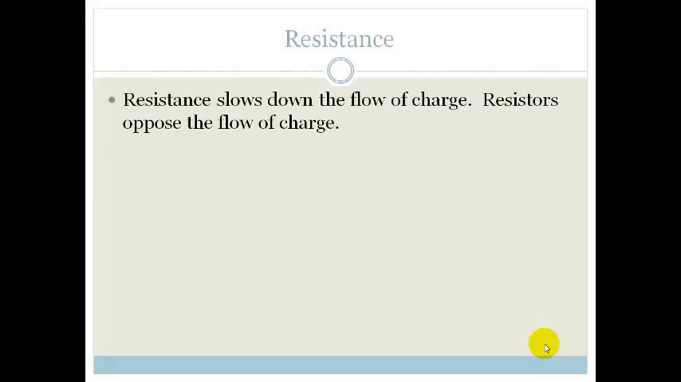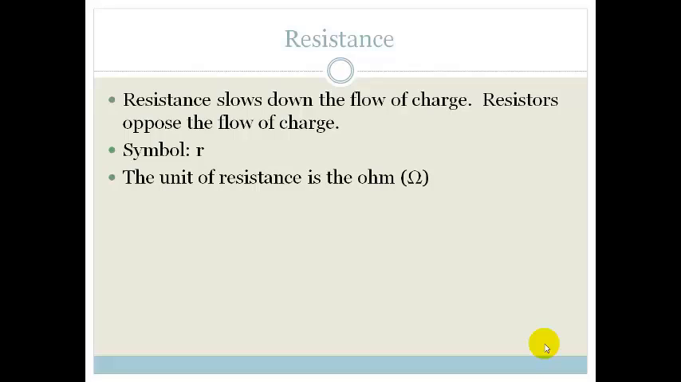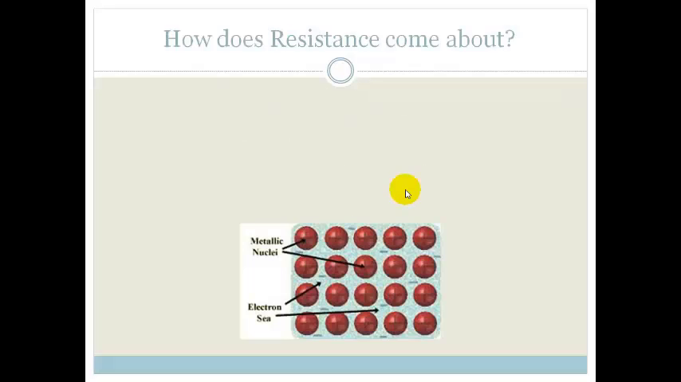Resistance slows down the flow of charge. Resistors officially oppose the flow of charge, so anything that opposes the flow of charge is called a resistor. The symbol is a little R, and the unit of resistance is the ohm. That little funny thing over here is the omega, which is the symbol for the ohm. It is defined as a volt per ampere.